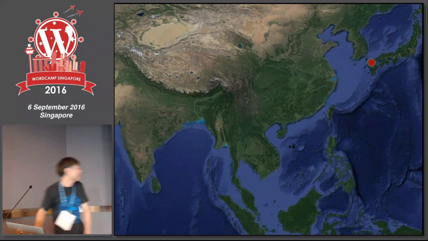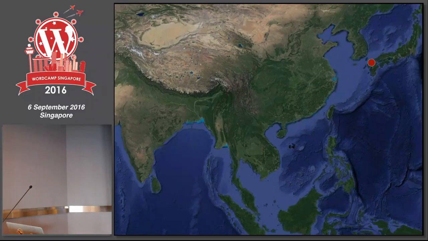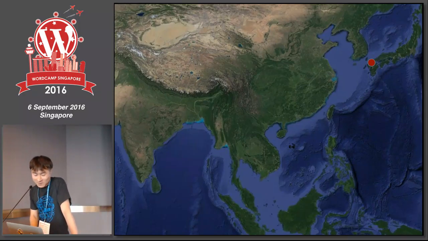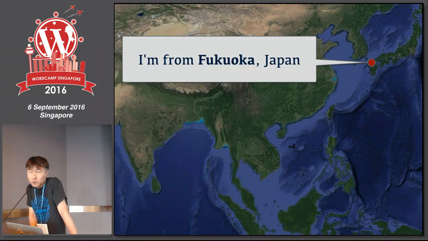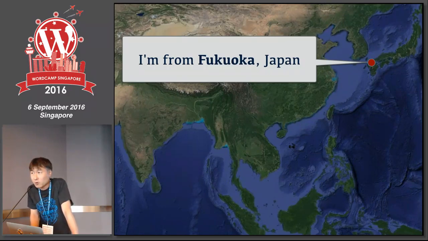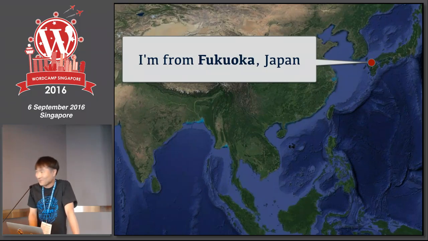Fukuoka is in Western Japan. You may not know about Fukuoka. Maybe most of you don't know Fukuoka, but you must know the famous character born in Fukuoka. Very famous character in the WordPress community. Can you guess it? Wapu!